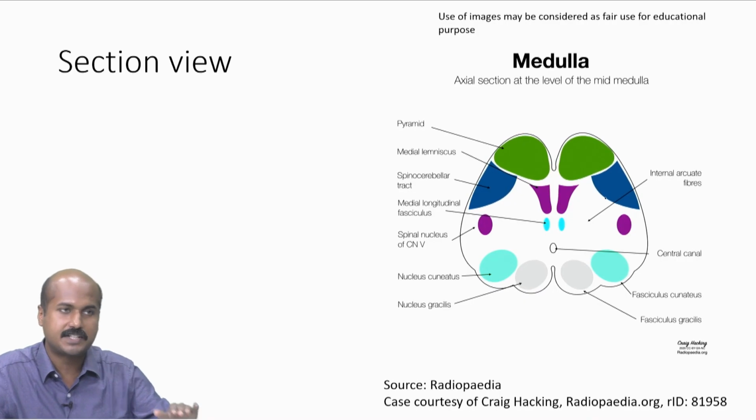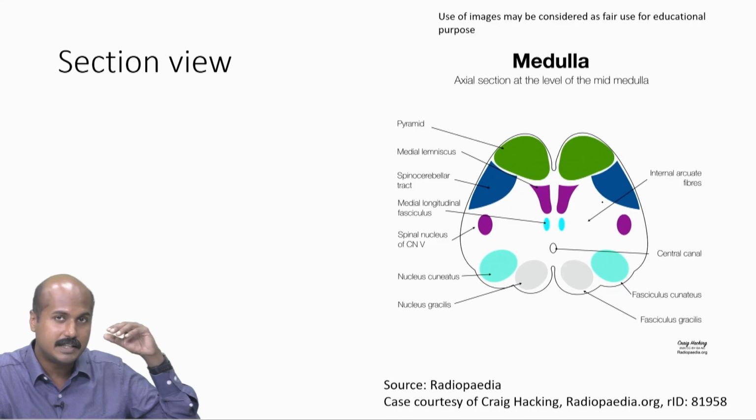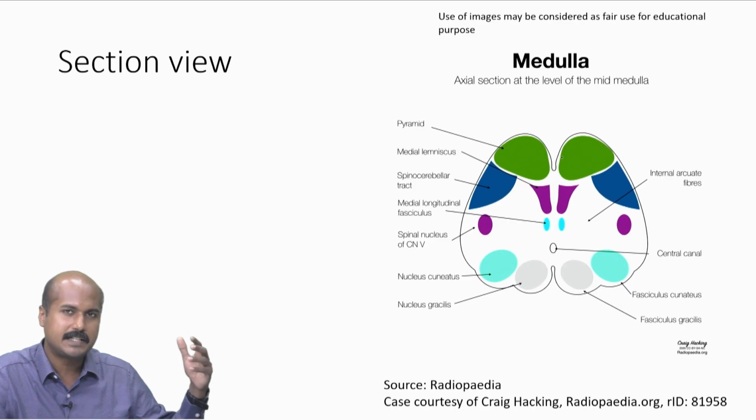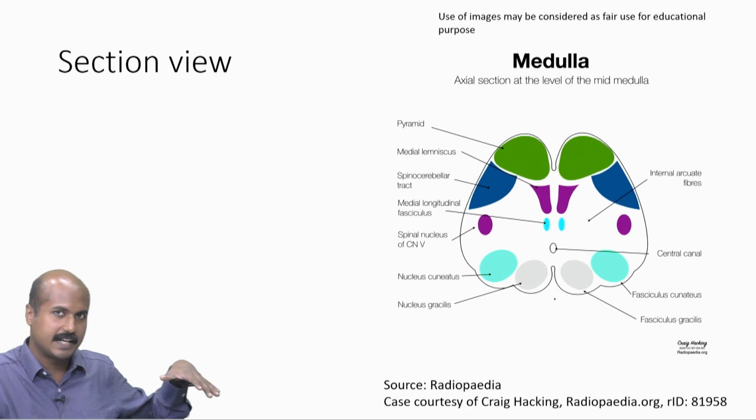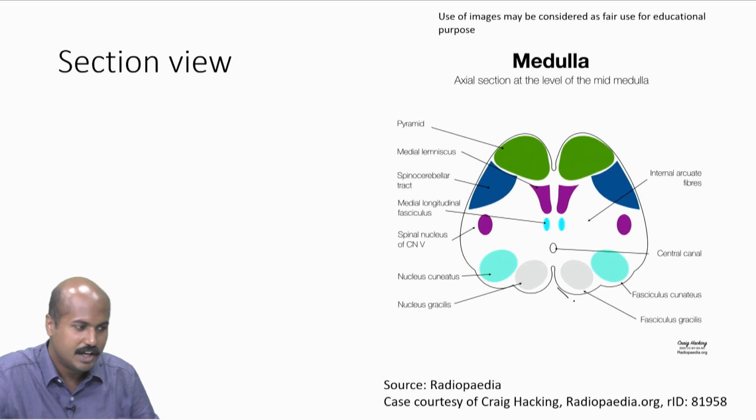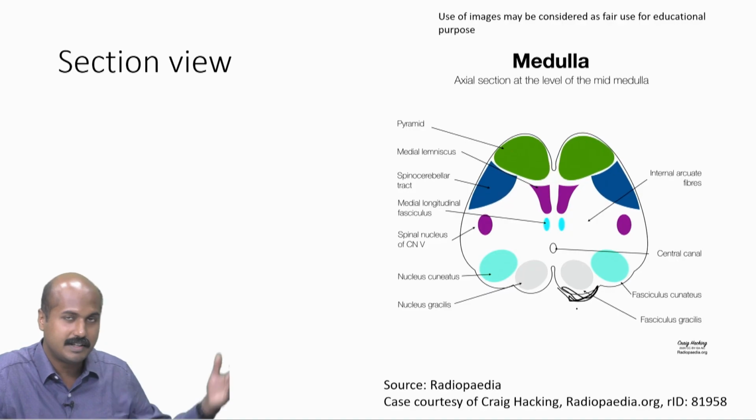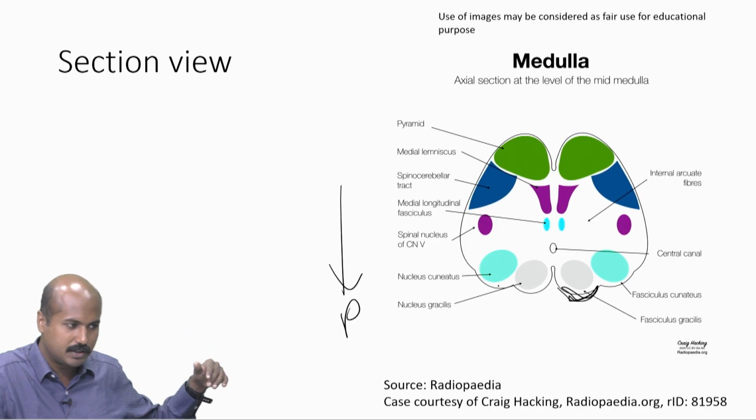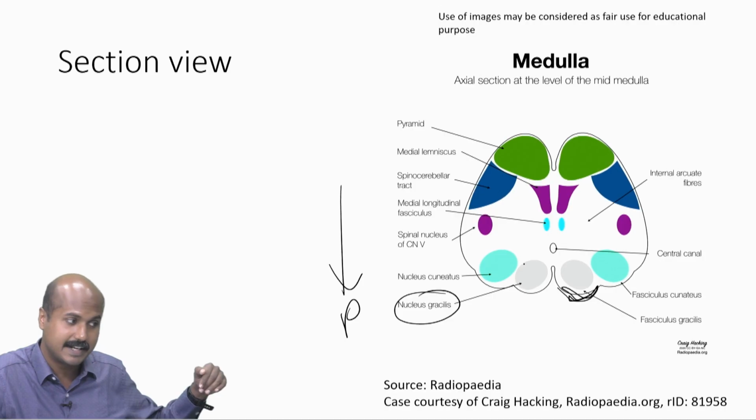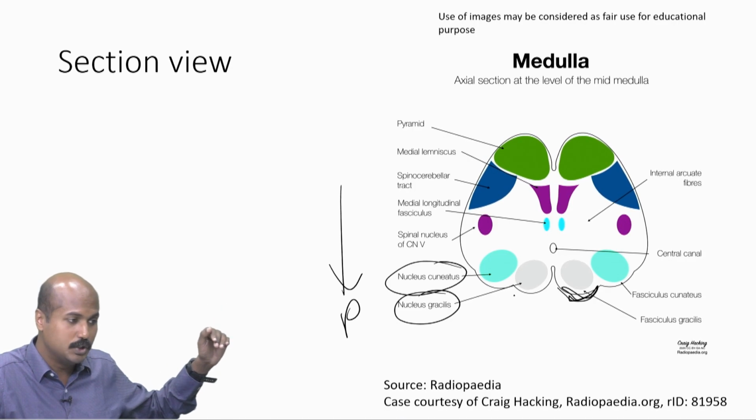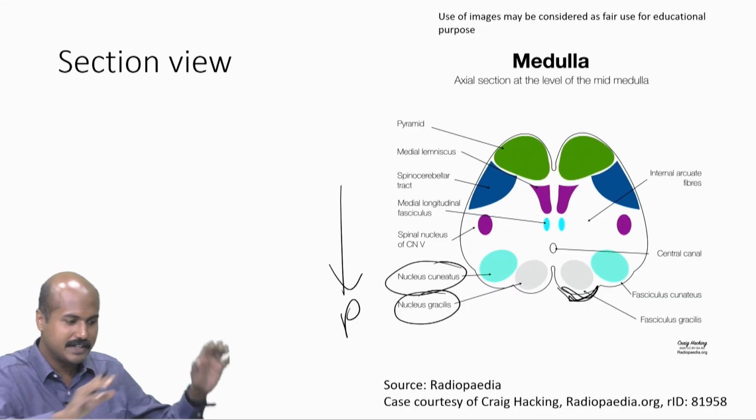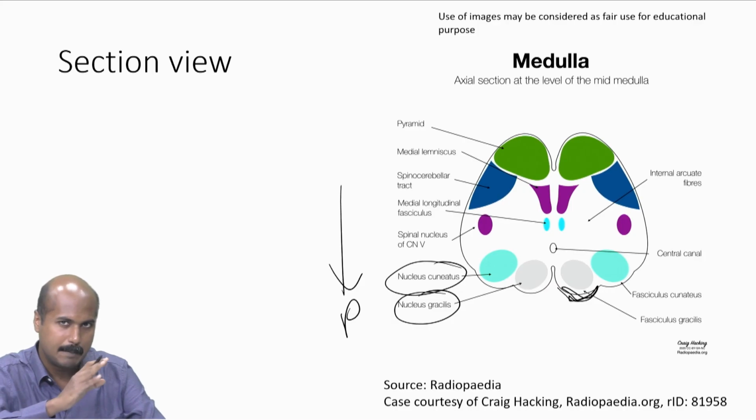Now, if you take a section at the level of the mid medulla, in the anterior aspect the pyramid has grown smaller in size, but if you look at the posterior aspect, you can see two tubercles. This tubercle on the dorsal aspect is called the tubercle gracilis. Tubercle gracilis is formed by the nucleus gracilis. More laterally you can see the tubercle cuneatus, which is formed by the nucleus cuneatus. Those are the features that you see in the posterior aspect in the mid level of the medulla.